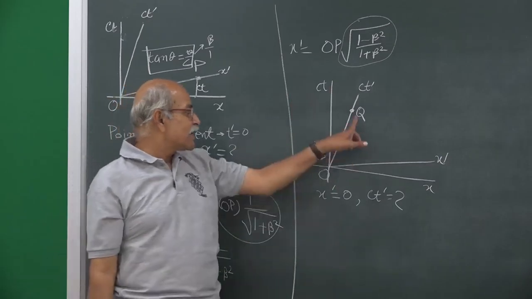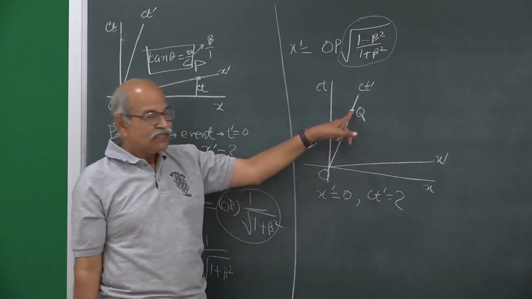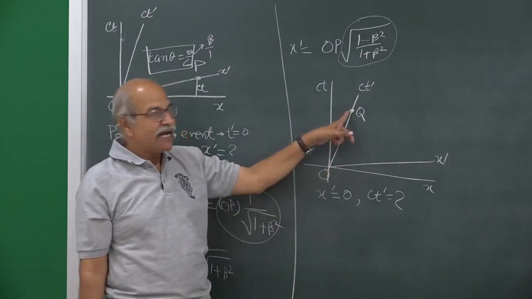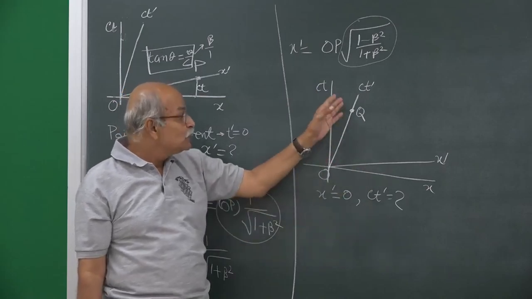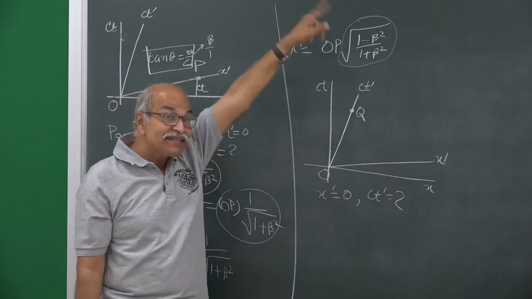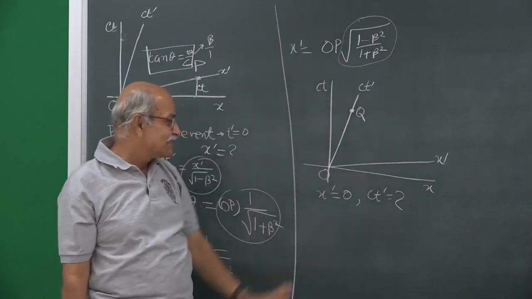So, on the diagram I am given a point Q. So, I know this length OQ as measured in our usual scale. From this length OQ, how do I get the time of the event in S prime frame? So, what is CT prime?